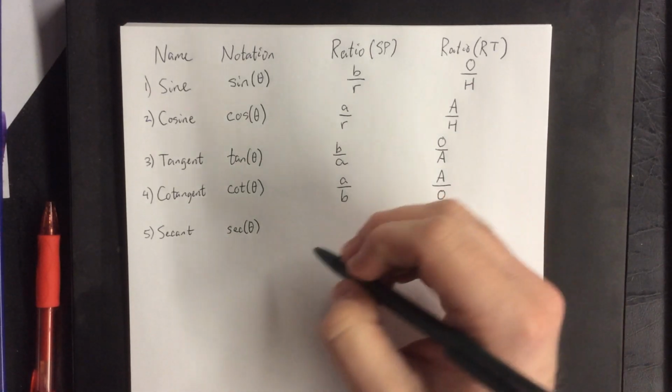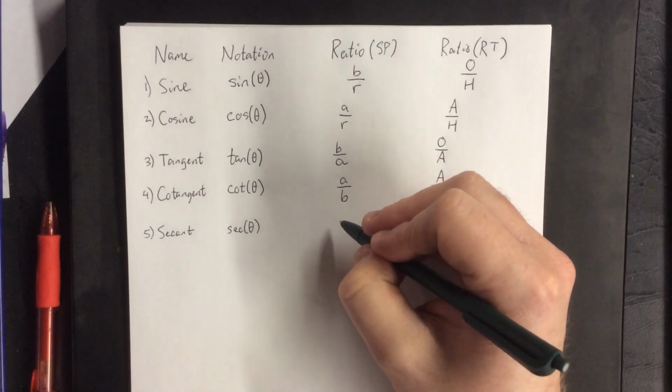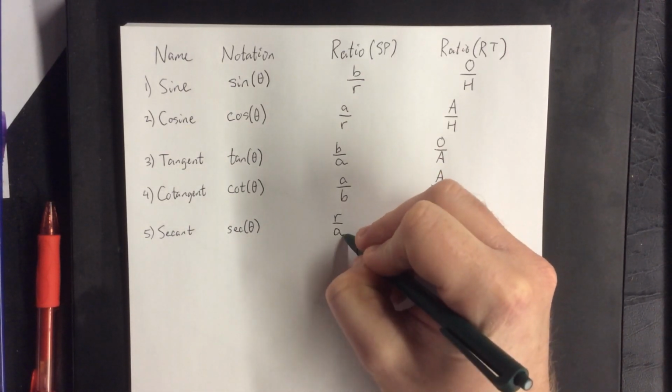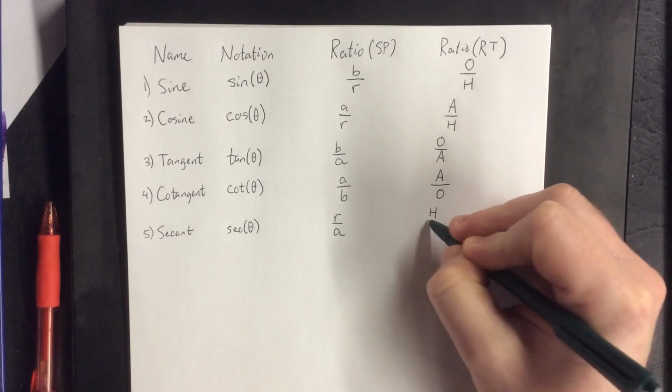So SEC of theta, the secant of theta, that'll be the ratio of r over a, or the hypotenuse over the adjacent.